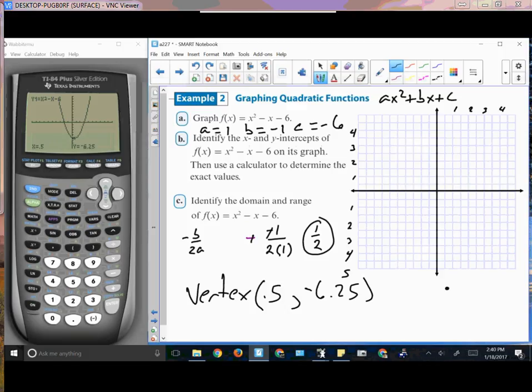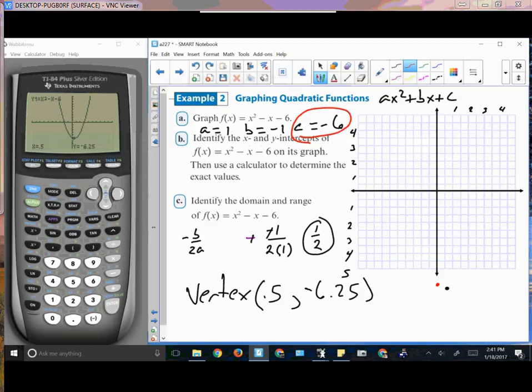Remember, in order to figure this out, you got to use trace. Now, it's supposed to identify the x and the y intercept. Y-intercept, easy. Why is it going to be easy? Because I know exactly where it's going to go through the y-axis. It goes through the y-axis right here at C. C is at negative 6. So that means it's going to have a point right down about here.